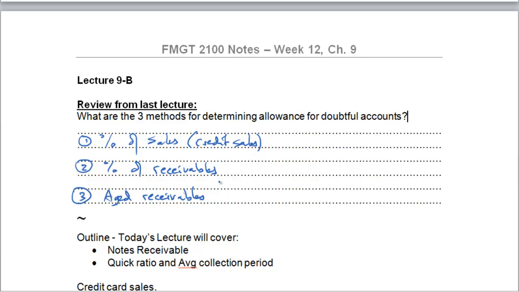The older the receivable is, the more likely it is to not be collected. So that sort of weighted average of those receivables is what's used to come up with the correct amount to be in the allowance for doubtful accounts balance. And then you have to do a journal entry to get it to that correct amount.